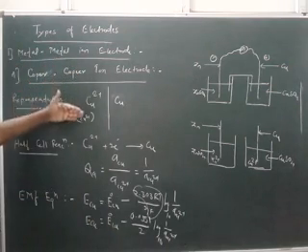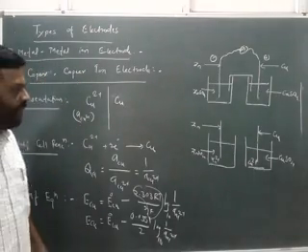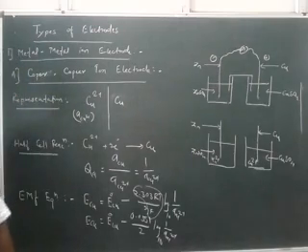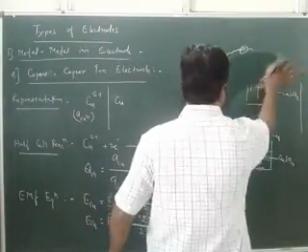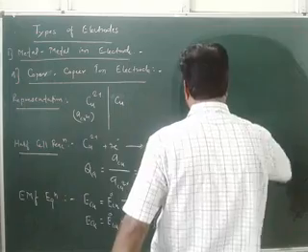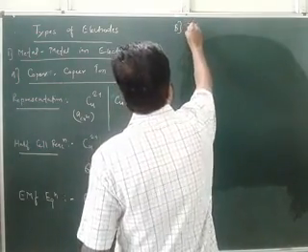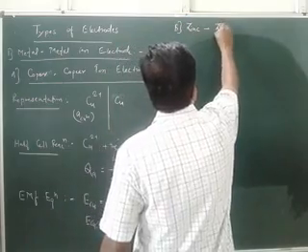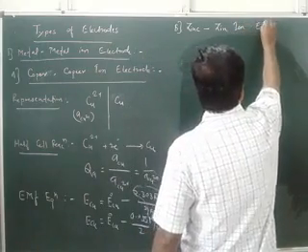So similarly we can write the representation of the zinc ion electrode. Next, the second type, zinc ion electrode.